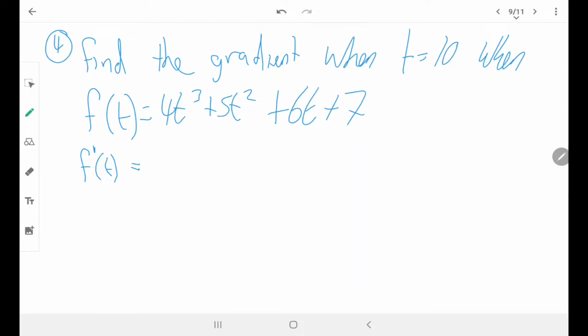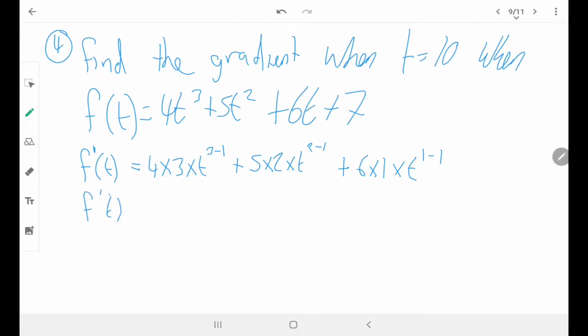Now f dash of t, well, you've got 4 times 3 times t to the 3 minus 1, plus 5 times 2 times t to the 2 minus 1, plus 6 times 1 times t to the 1 minus 1, and this bit here, the 7, the gradient of that is 0. You're doing 7 times 0, and then it just disappears. So f dash of t is 4 times 3 is 12t squared plus 10t plus 6.